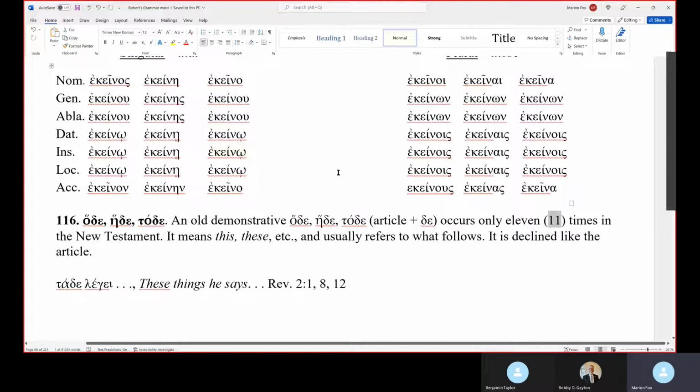You have the masculine, nominative, plural and singular. There are a lot more, about 8 possibilities. A bunch of the forms are not even found in the New Testament. Is that clear? And there you find in Revelation 2:1, 8, and 12, that's 3 of your passages right there where they're found. That's 3 out of 11. And these things he says.